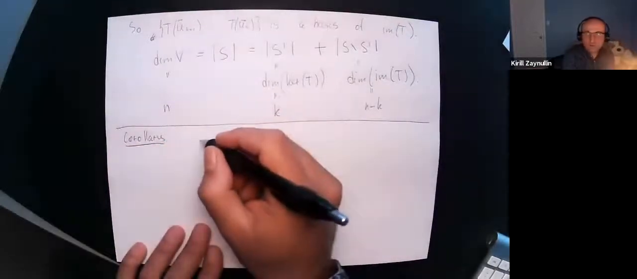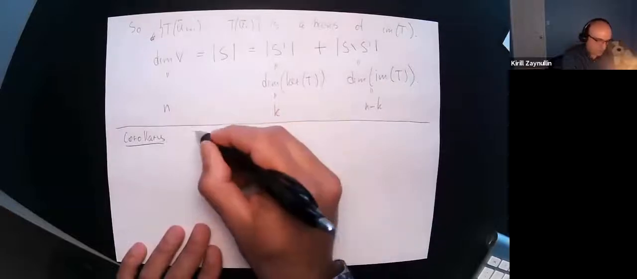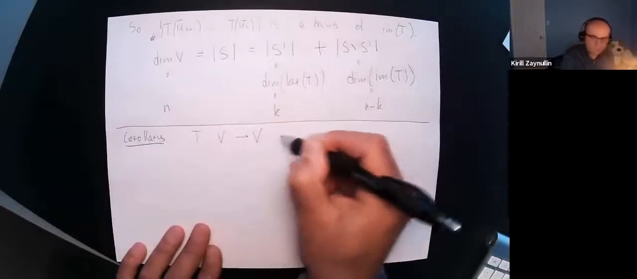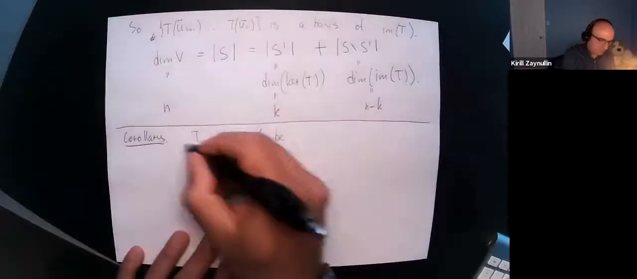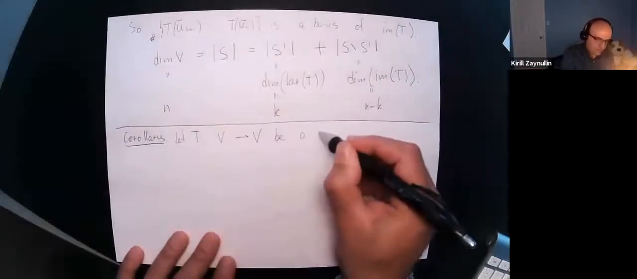Okay, so now let's look at the linear operator C from V to itself. Let C be a linear operator.